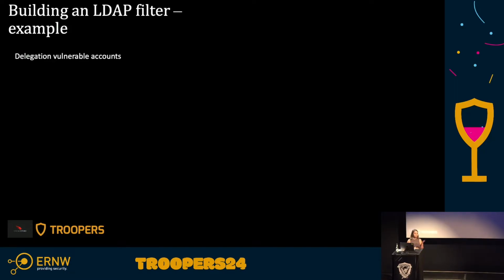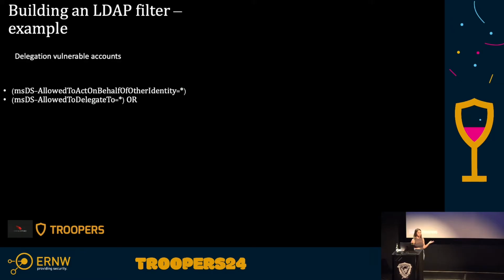The first type of delegation is the resource-based constrained delegation, and to detect this one, we just want to make sure the msDS-AllowedToActOnBehalfOfOtherIdentity attribute is not empty. So for that, we just use a wildcard to make sure there is some value in it. Then we have the constrained delegation filter. Here we have 2 options. The first one is msDS-AllowedToDelegateTo. Again, we just want to make sure this value is not empty, and we use a wildcard.